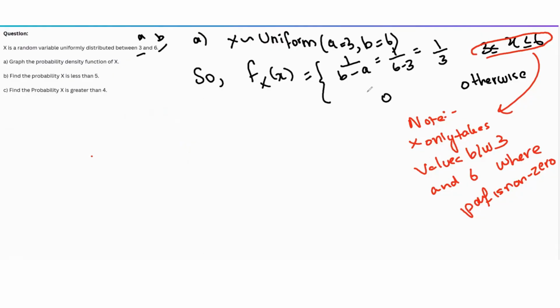So the first thing to keep in mind is that this uniform random variable will only take values between 3 and 6, because that's where its PDF is non-zero.